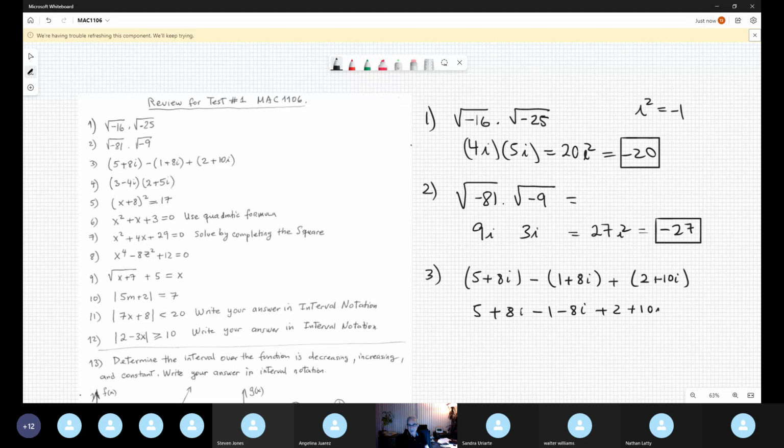And you combine real part and real part. 5 minus 1 is 4, and 4 plus 2 is 6. And the imaginary parts: positive 5i and negative 5i is 0, cancel out, and stay 10i. Final answer. Any question? No problem.